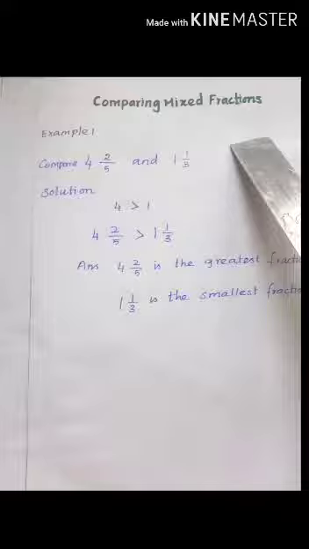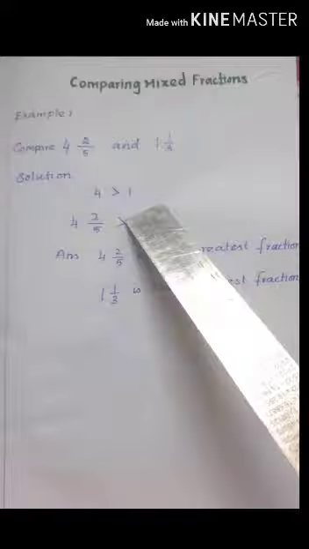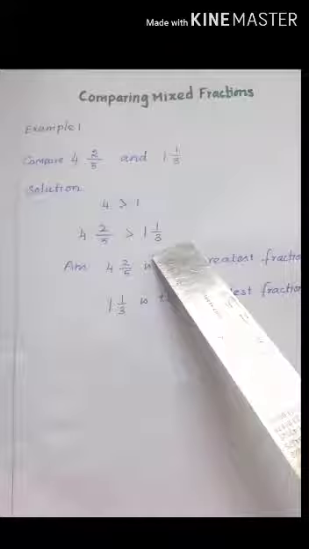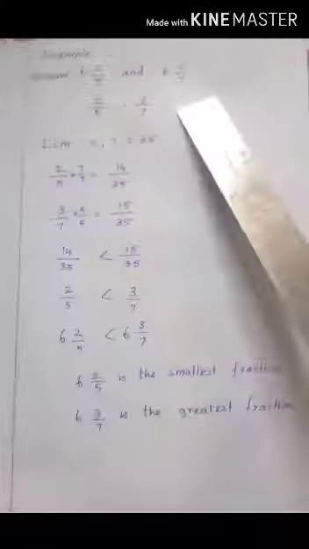Next example, 4 2 by 5 and 1 by 3. Solution. Here the whole numbers are different. 4 is greater than 1. So 4 2 by 5 is greater than 1 by 3. So 4 2 by 5 is the largest fraction here.